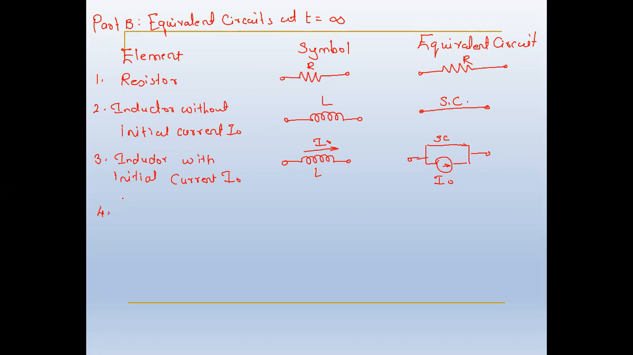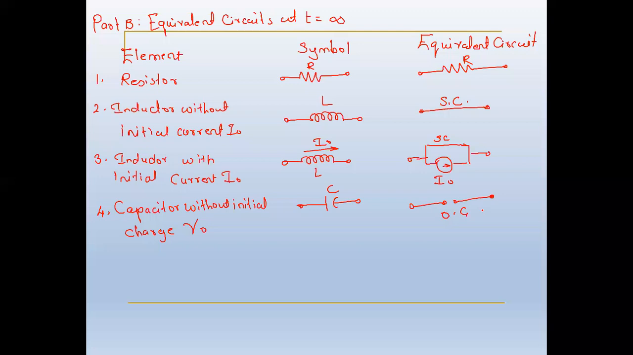Fourth condition, capacitor without initial charge V0. A capacitor without initial charge will act as an open circuit. So if the capacitor is not initially charged, at t is equal to infinite it is represented by an open circuit.